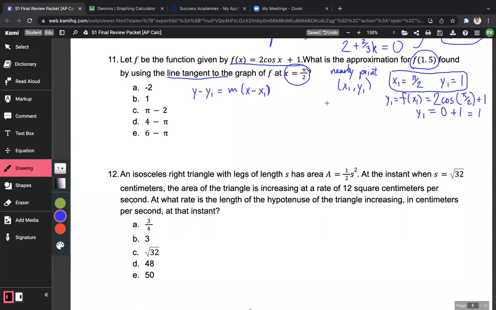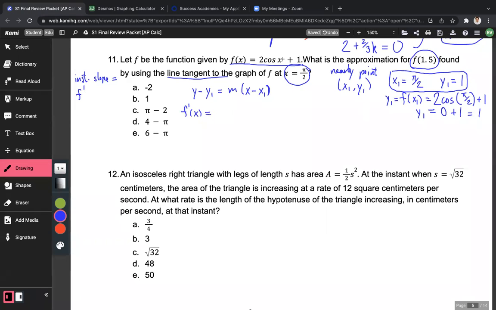Now, as far as m, we should recognize that's just our slope. I wrote this in point slope form for a reason. How do I find a slope? Well, we all know that slope, instantaneous slope, is just the same thing as my derivative. And specifically, I want the instantaneous slope at my nearby point. So that's going to be f prime of pi over 2. But let's just start by calculating what f prime of x is. Let's not get carried away just yet.